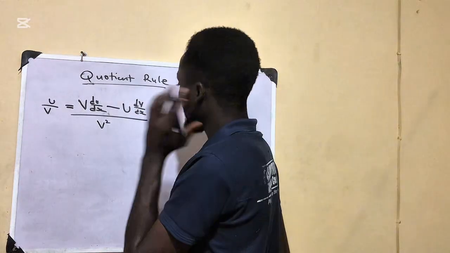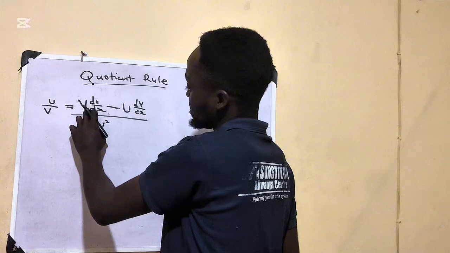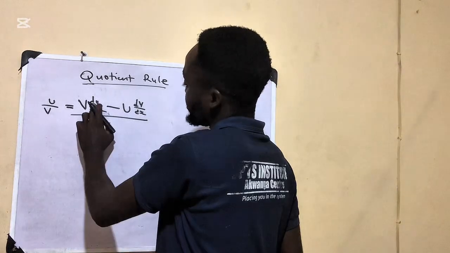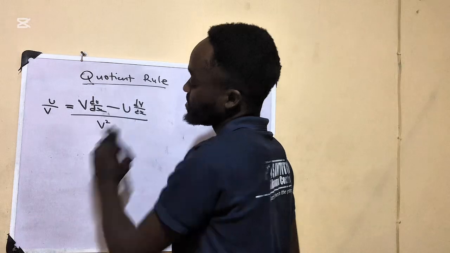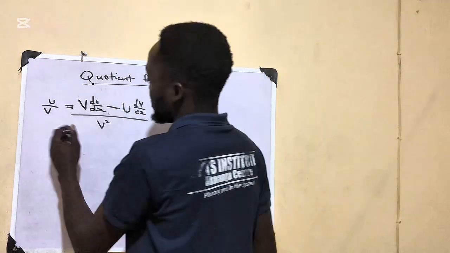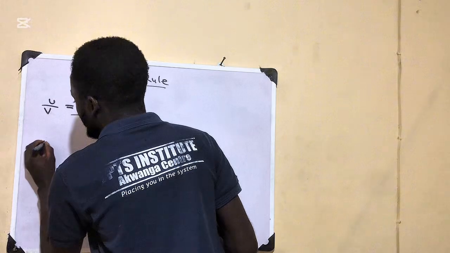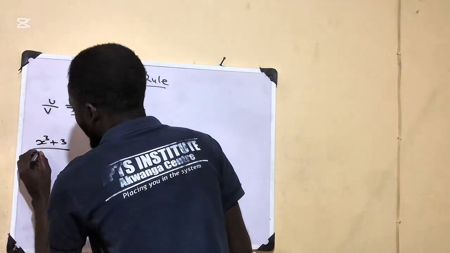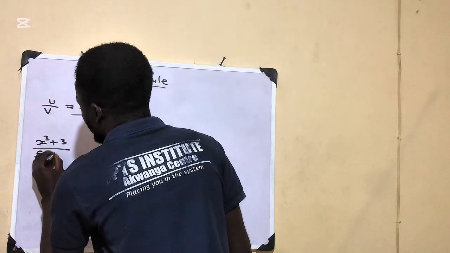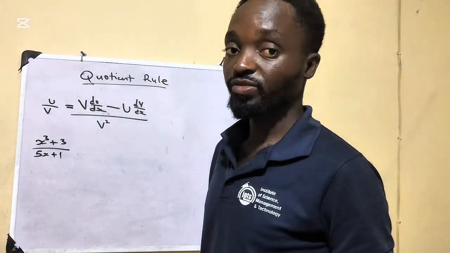That means when you are asked to differentiate a fraction, first you write the denominator as it is, then you differentiate the numerator, minus, you write the numerator this time, differentiate the denominator, then divide by v squared. Okay, so now let's take an example. Let's say we are given a function like x to the power of 3 plus 3 divided by 5x plus 1.